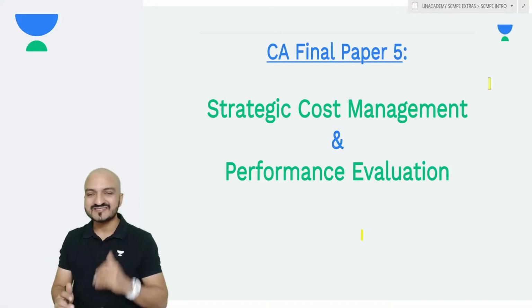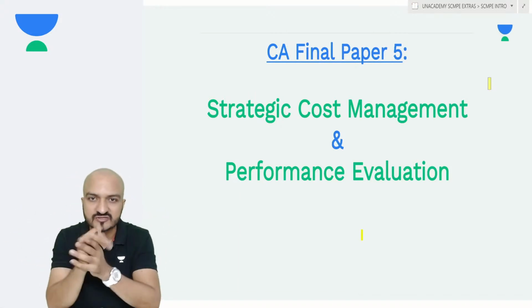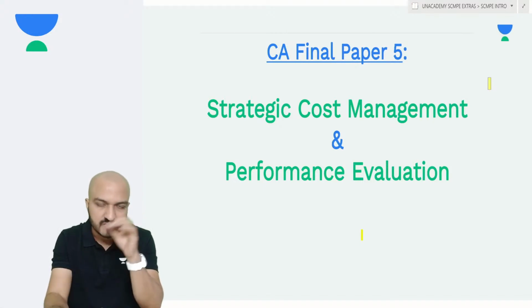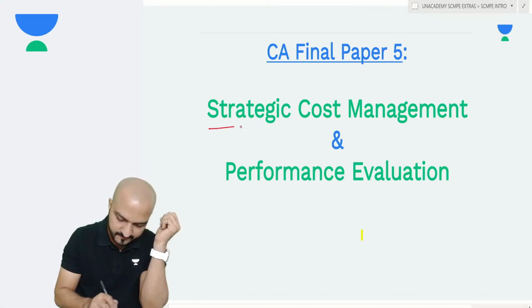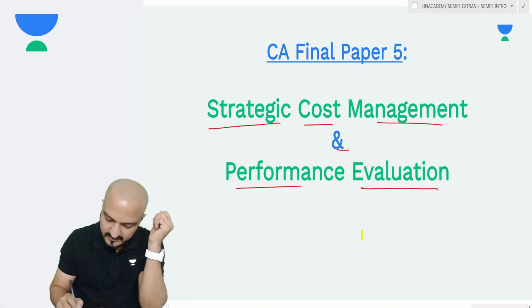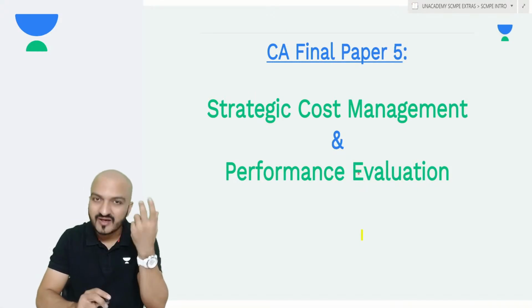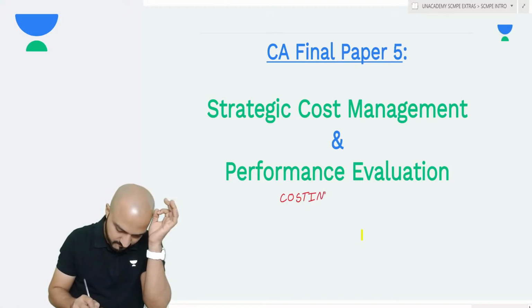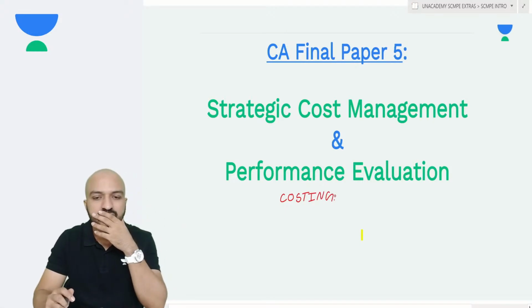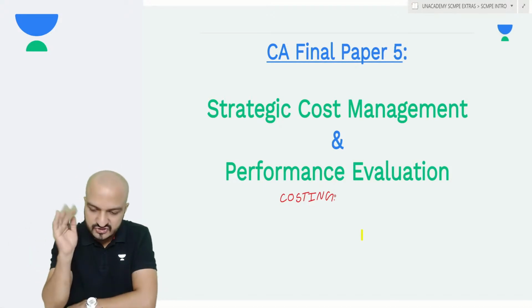In today's session, I'm going to cover how my final level costing is different from inter level costing. First of all, the name of my subject here is Strategic Cost Management and Performance Evaluation. Such a long and complicated name they have given, but in simplest words, this is just like your subject of costing. But why is it given such a complicated name? How is this subject different from inter-level costing? Chalo, let us find out.